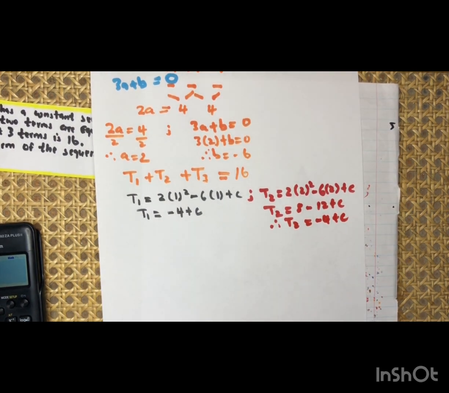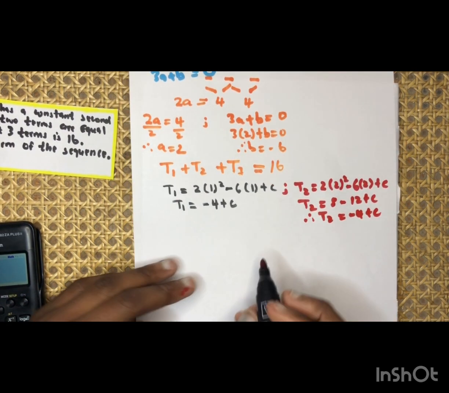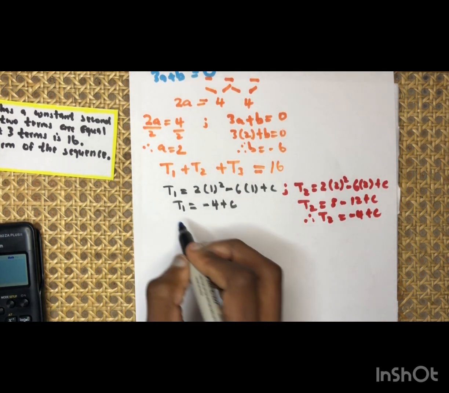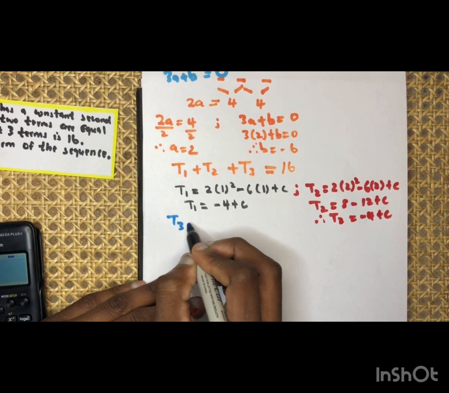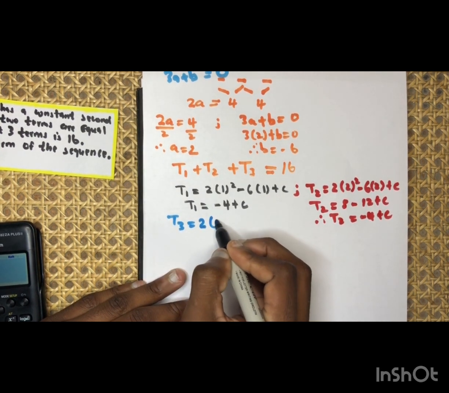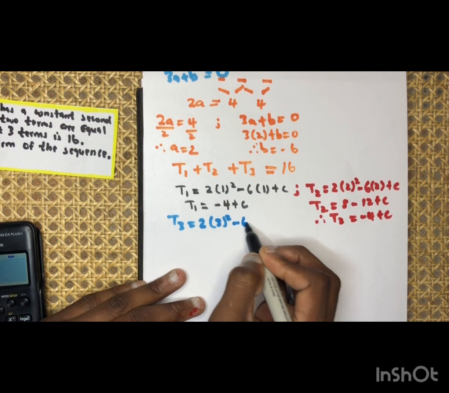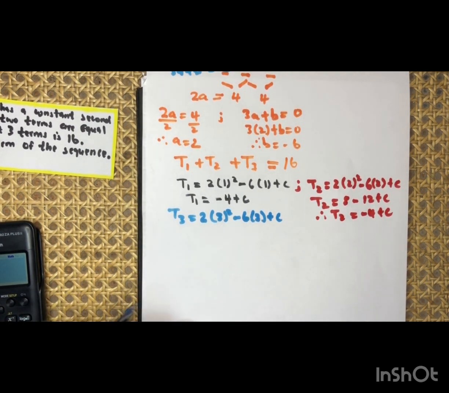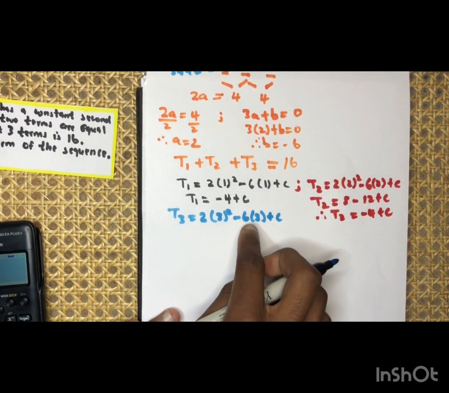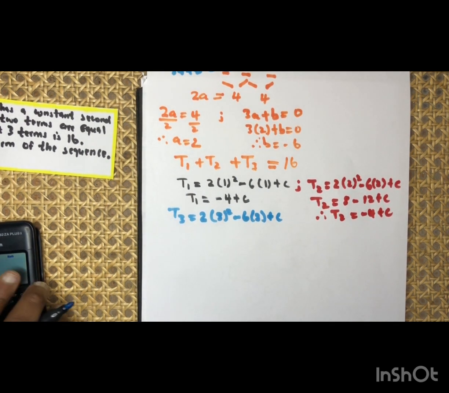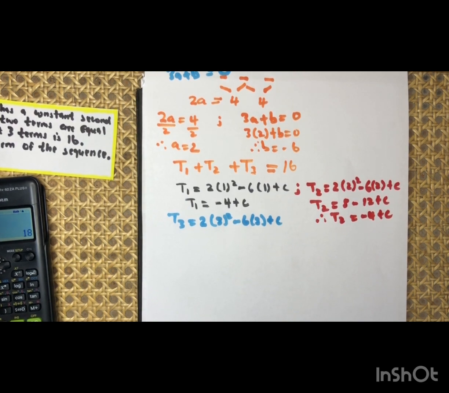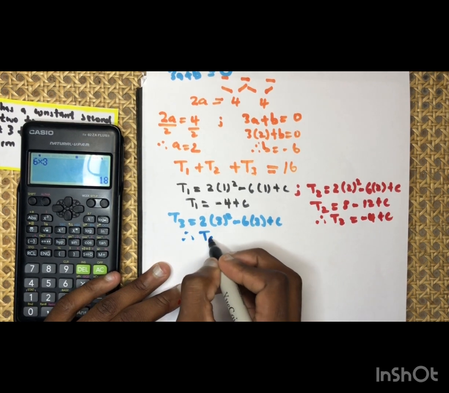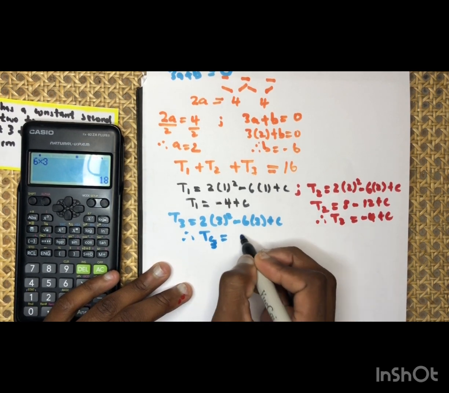I want you to take the long way, guys. This is T2. So now we need the T3. We're going to do the same thing for T3. So T3 will be equal to 2 into 3 squared minus 6 into 3 plus c. So 3 squared is 9 times 2 is 18. So 6 times 3, we all know that, guys, 6 times 3 is 18. So 18 minus 18, we get 0. So therefore, T3 is equal to C.